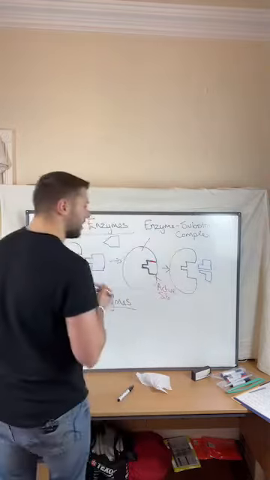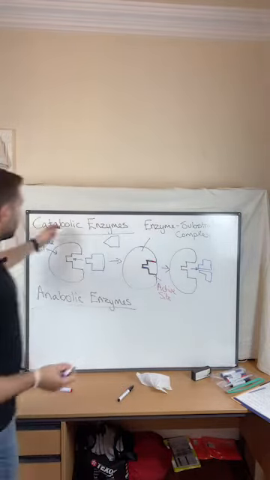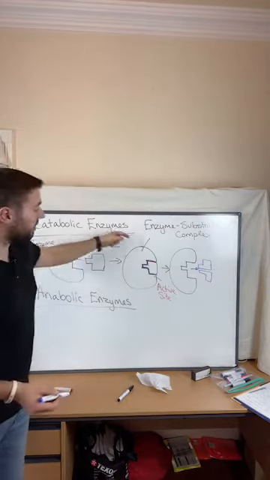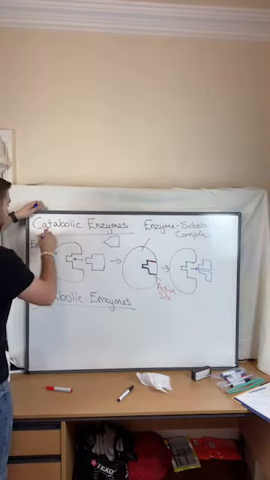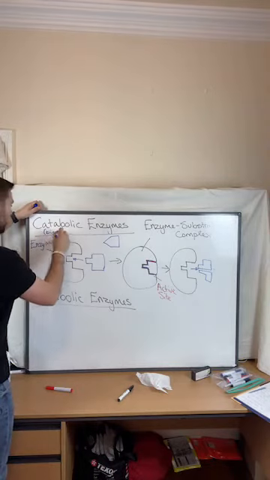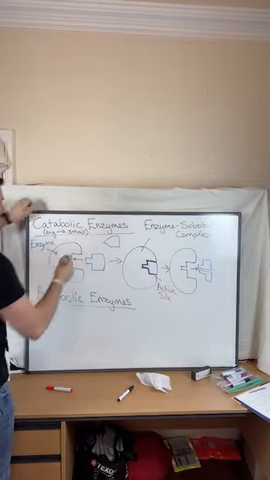Okay, so it's after breaking it into two smaller products. So that's catabolic. Catabolic is where we're taking from big to small. So catabolic, we're going big to small pieces.